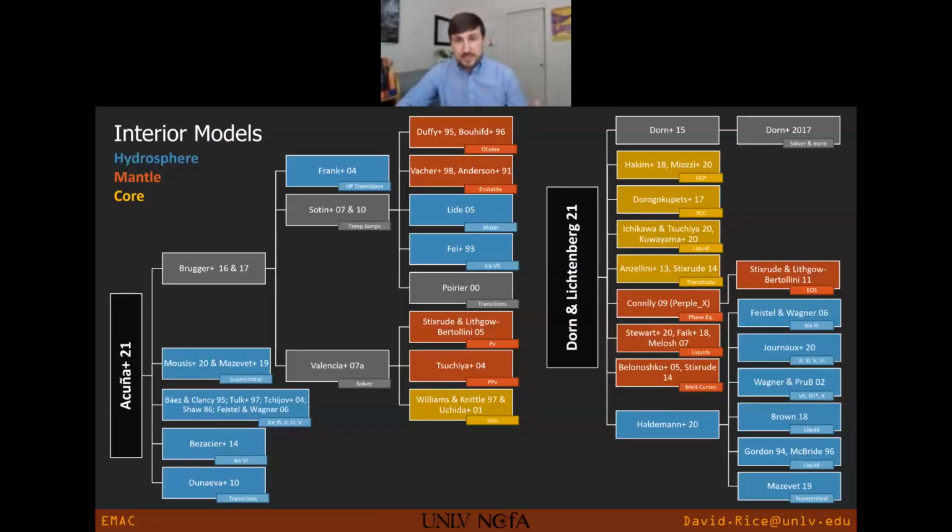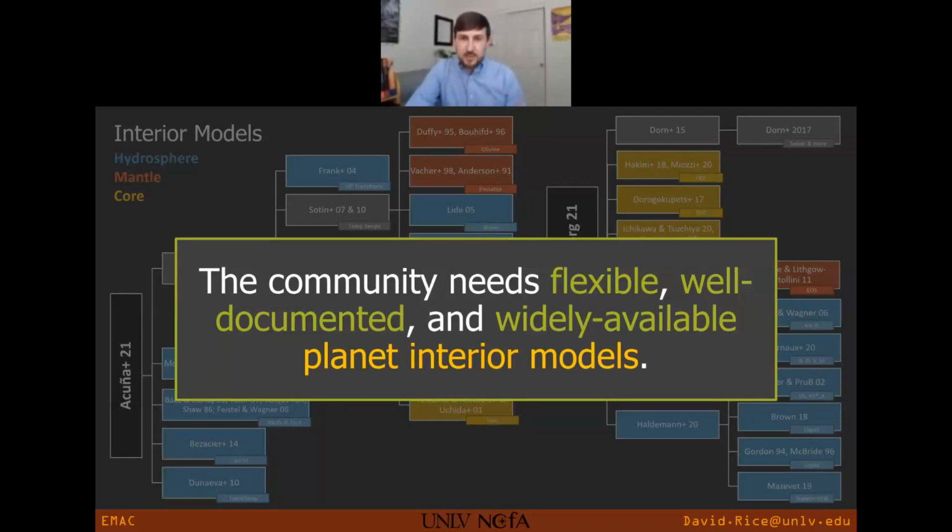So these are two recent interior models to study the interiors of planets from Acuna 2021 and Dorn and Lichtenberg 2021. And these are all the works that inform their interior model. The tree structure here is because not all of these works are even cited in the top level paper, color coordinated by which layer it informs. If we could camp out here for long enough, we'd see there's very little overlap between the two works also. They're using entirely different high pressure material geology works to inform their interior models. So the community is really in need of a flexible, well-documented, and widely available planet interior model.